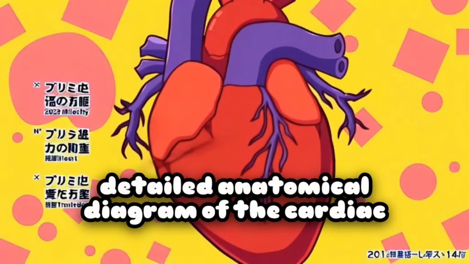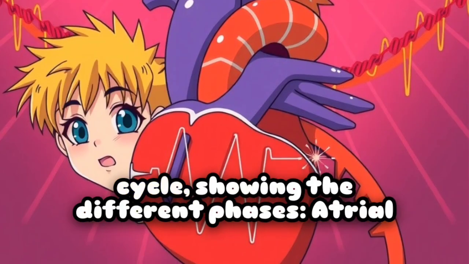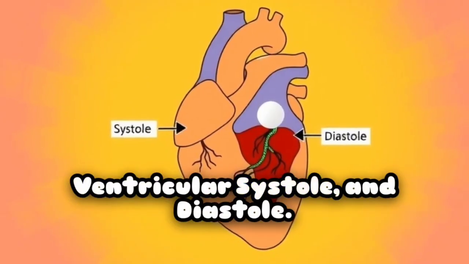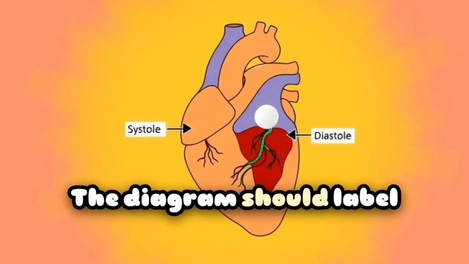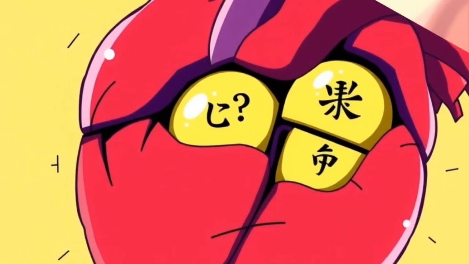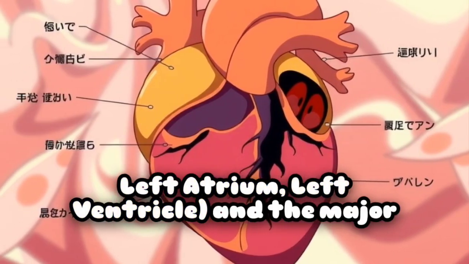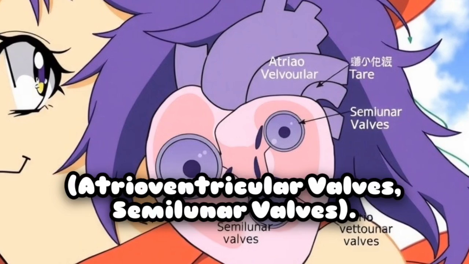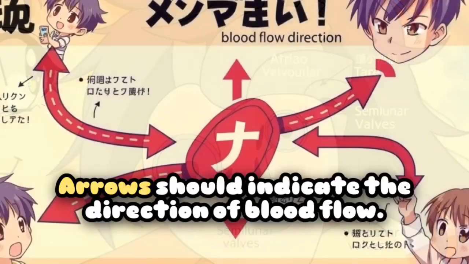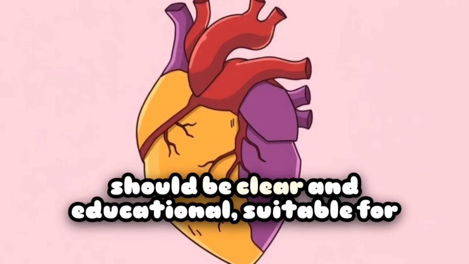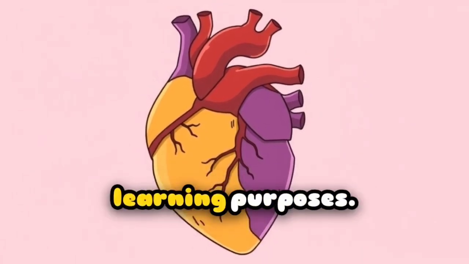Detailed anatomical diagram of the cardiac cycle, showing the different phases: atrial systole, ventricular systole, and diastole. The diagram should label the 4 chambers of the heart: right atrium, right ventricle, left atrium, left ventricle, and the major valves, atrioventricular valves and semilunar valves. Arrows should indicate the direction of blood flow. The diagram should be clear and educational, suitable for learning purposes.